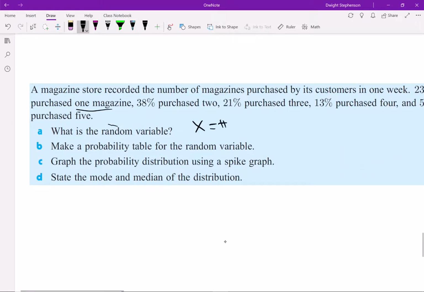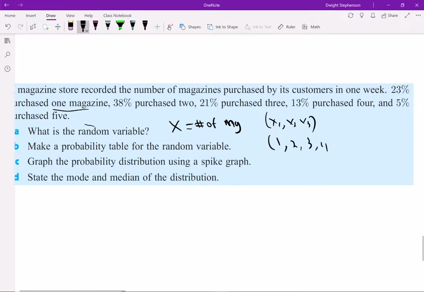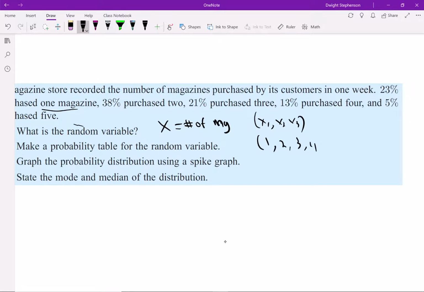So X is the number of magazines. So you could then write the sample space, right? Like this is the X1, X2, X3. What are the possible numbers of magazines that they purchase? Well, they could purchase 1, 2, 3, 4, or 5, right? So that's the sample space. These are the xi, right? So this would be x1, x2, x3, and then we want to figure out what are the pi, right? What are the corresponding probabilities?